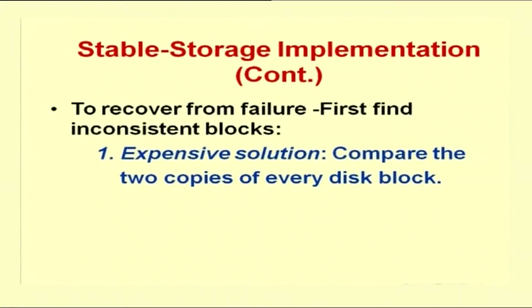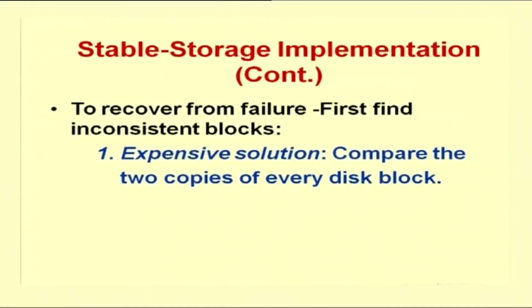So, there what you do is you recover from failure. For recovering from failure, we assume that we want multiple copies, and during the output operation some problem occurs. So, you have a failure. To recover from this failure, you have to find the inconsistent blocks. That is, if you have multiple copies of the same block, stored in 2 different places, then you want to find whether there are inconsistent blocks. There are 2 solutions to this. One is an expensive solution and the other is the more realistic solution.